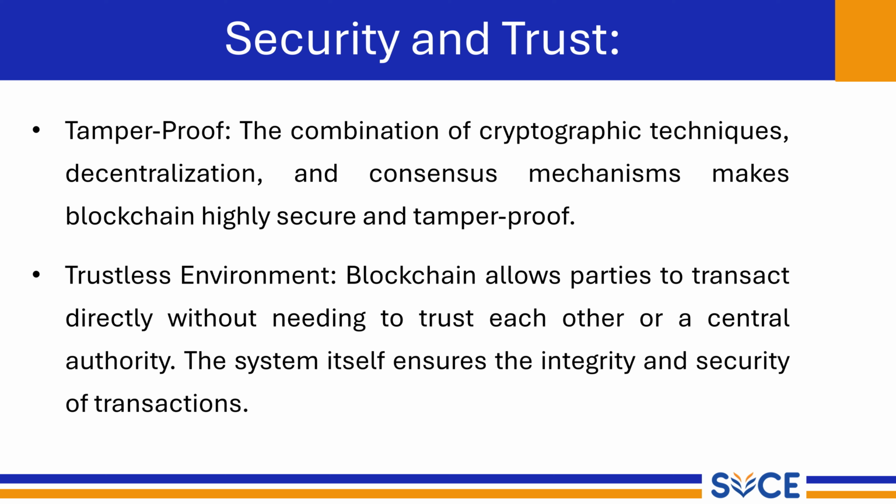The security and trust in blockchain. Tamper-proof. The combination of cryptographic techniques, decentralization, and consensus mechanisms makes blockchain highly secure and tamper-proof. And it also involves a trustless environment. So blockchain allows parties to transact directly without needing to trust each other or a central authority. The system itself ensures the integrity and security of transactions.